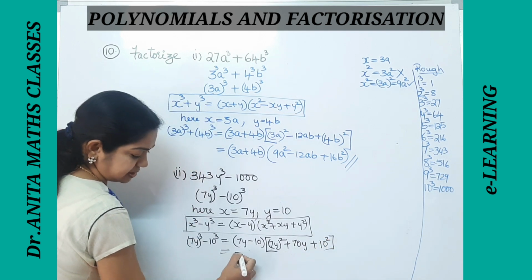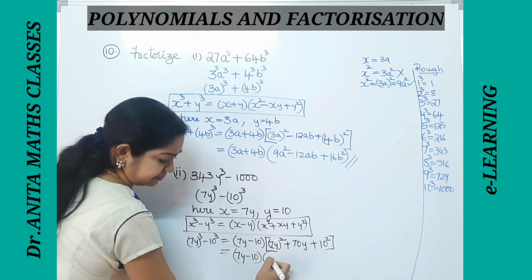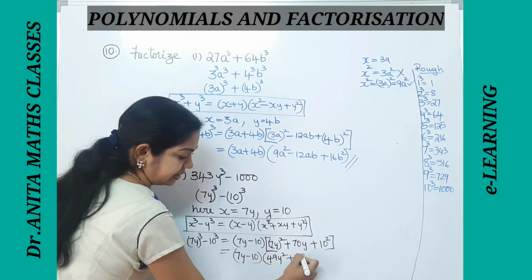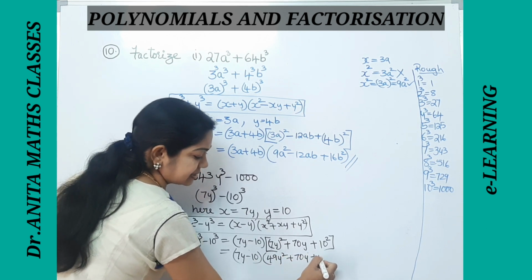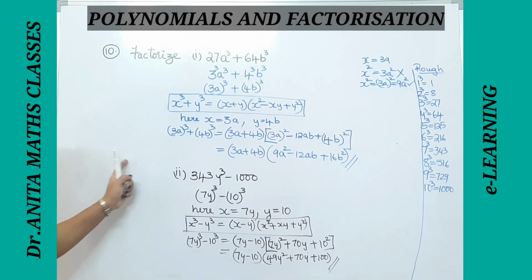So in the simplified form we will write again here, this comes to 7 square is 49y square plus 70y square y plus 100. So this is the factorized form. Please pause the video and note it down.